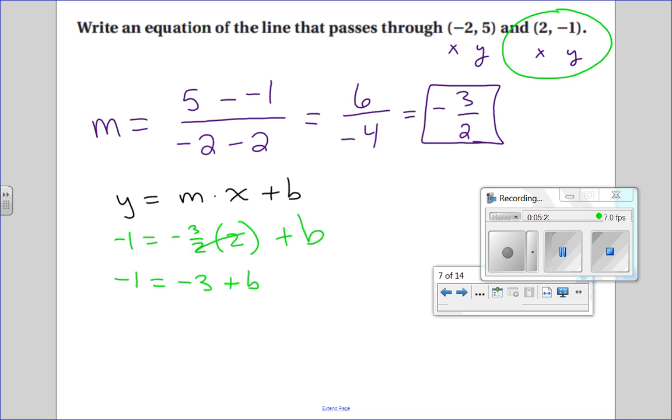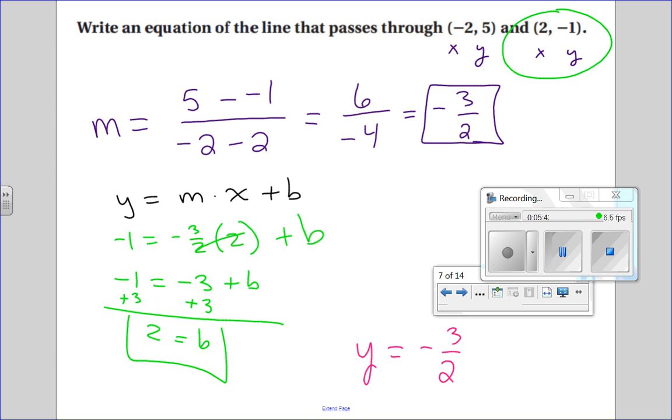And then how do I finish? What do I do? Plus 3. So b is 2. Yay. We're done! But we're not running to our seats quite yet. Let's compile the results. Put your slope and intercept in. -3/2 is your slope. +2 is your intercept.